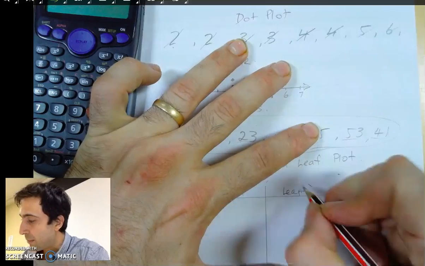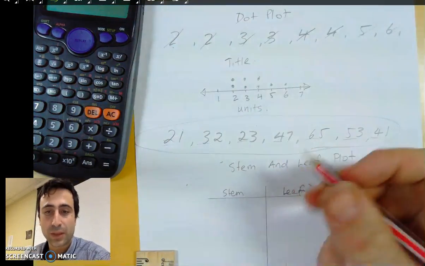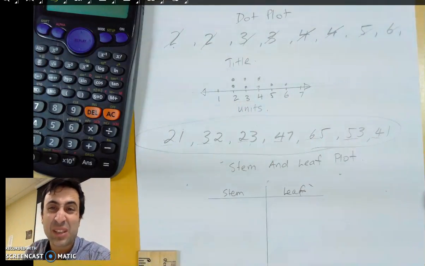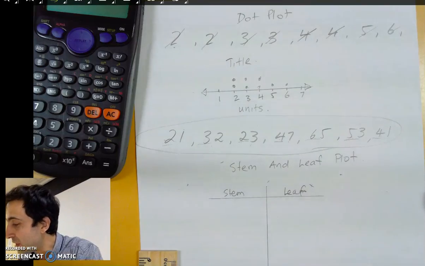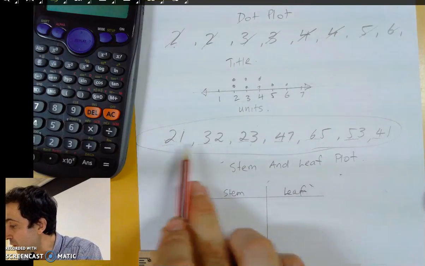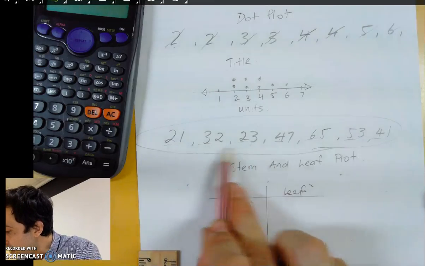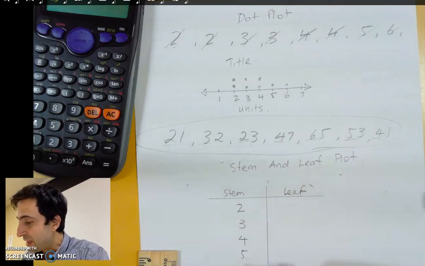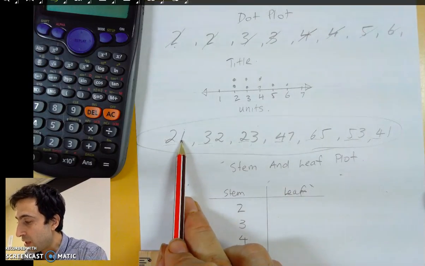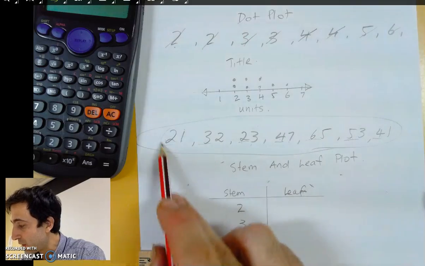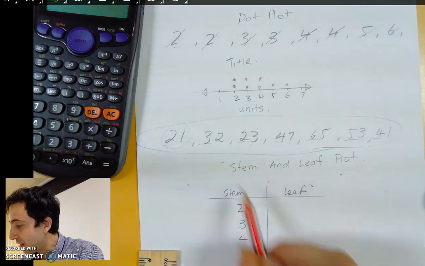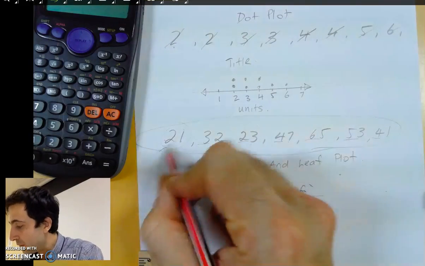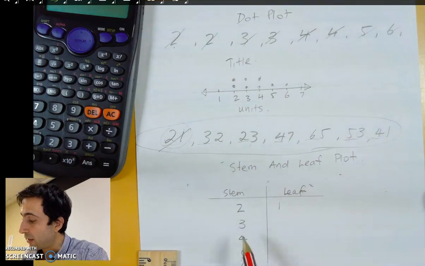We effectively have a stem which we can make the tens column. Imagine the stem is the tens column and the leaves are all the units. The leaves can vary, but the stems remain the same. And we see the stem here, we go from 2, 3, 4, 5, and 6. And the leaves are the units. So as we go, we say, well, this score is 21. So it starts with a stem of 2 and a leaf of 1. Cross it off. 32, it starts with a stem of 3 and a leaf of 2.